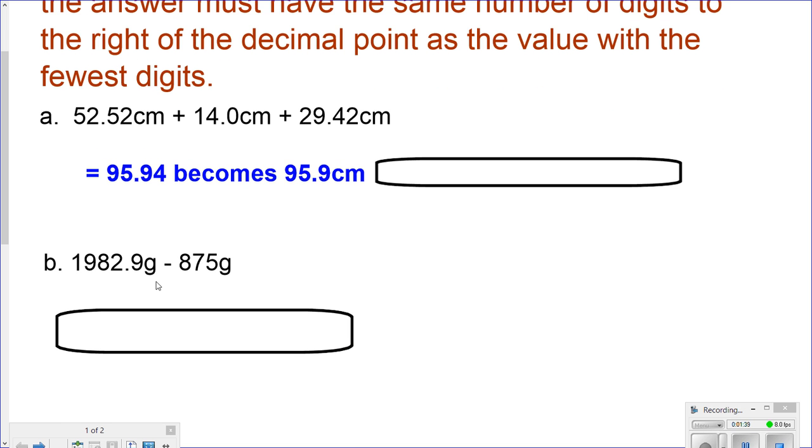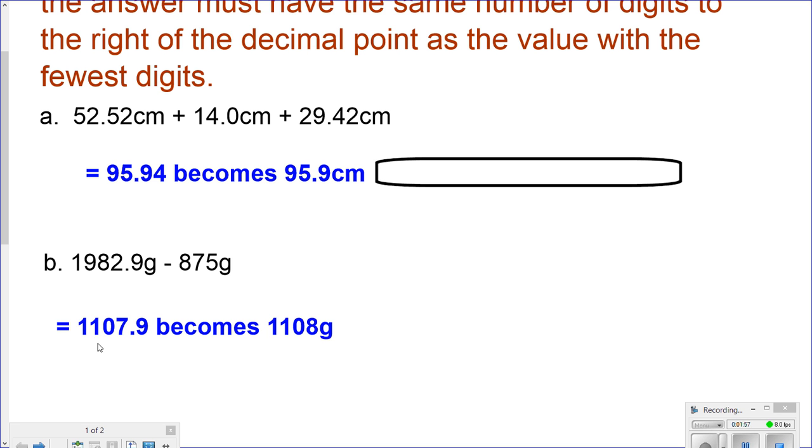Sample 2, subtraction. 1,982.9 minus 875. I have no decimals on this number, so my answer will have no decimal points. And I end up with 1,107.9. But I don't need that 0.9 because here I have nothing. Therefore, my answer will be nothing to the right of the decimal point. This will become, therefore, 1108 or 1,108 because the 9 was big enough to round the 7 to an 8.